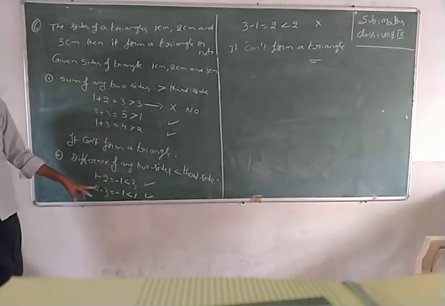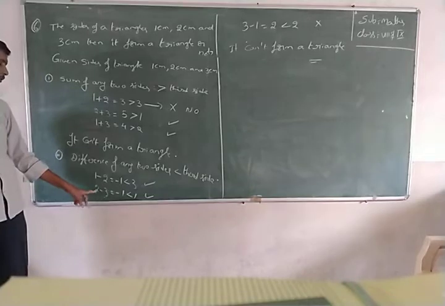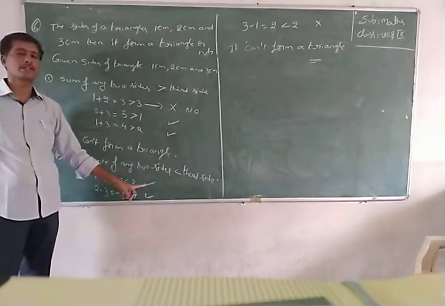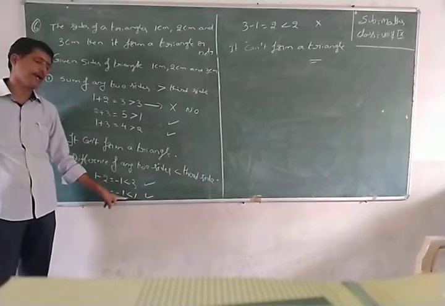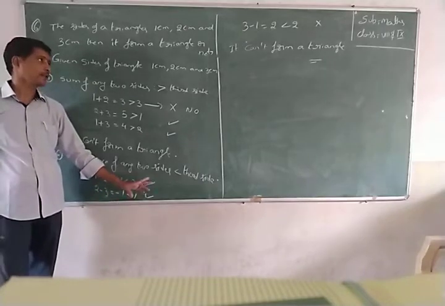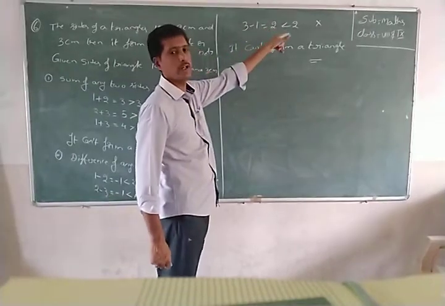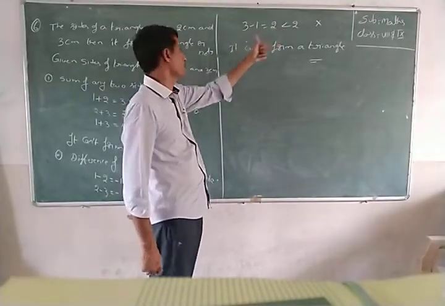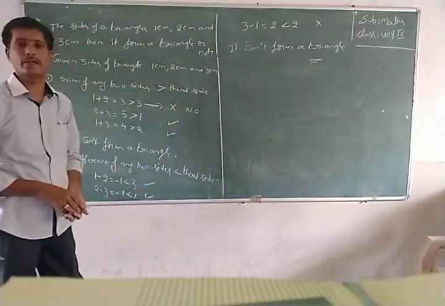Next, 2 minus 3 or 3 minus 2, whichever you take. Suppose we take 3 minus 2, that is 1. Is 1 less than 1? No, the condition is wrong. Here 2 minus 3 equals minus 1, which is less than 1, that is correct. Next, 3 minus 1 is 2. Is 2 less than 2? That also fails. Therefore, with the above conditions, it cannot form a triangle.